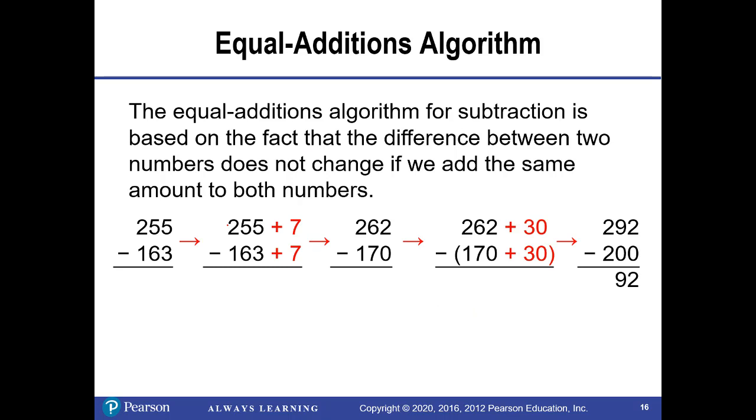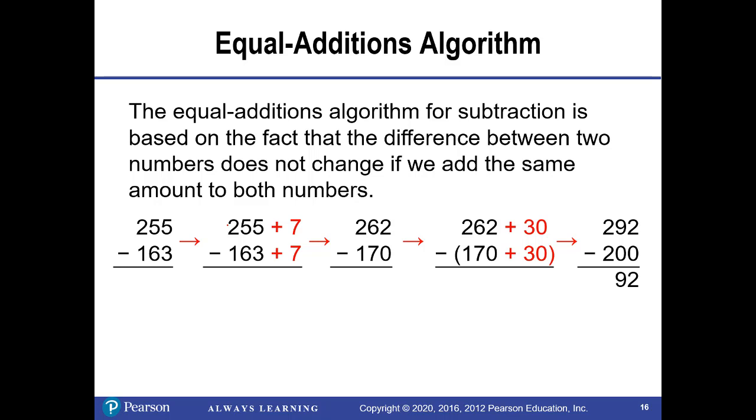So again, we're always working towards the standard algorithm, but there are other possibilities along the way. One alternate algorithm is called the equal additions algorithm. This is based on the fact that if we add the same amount to both numbers, we get the same answer. So 255 minus 163.